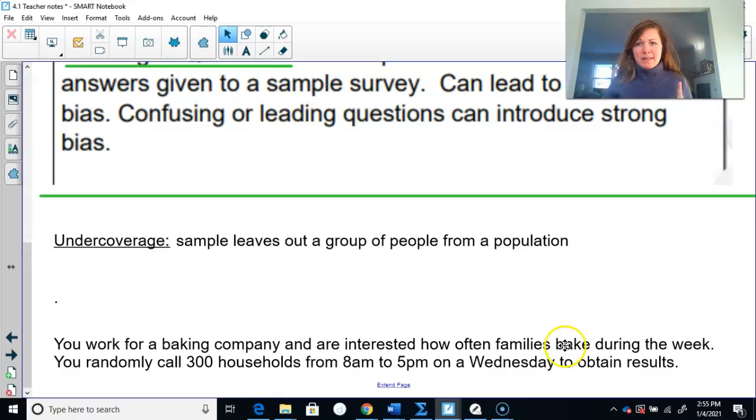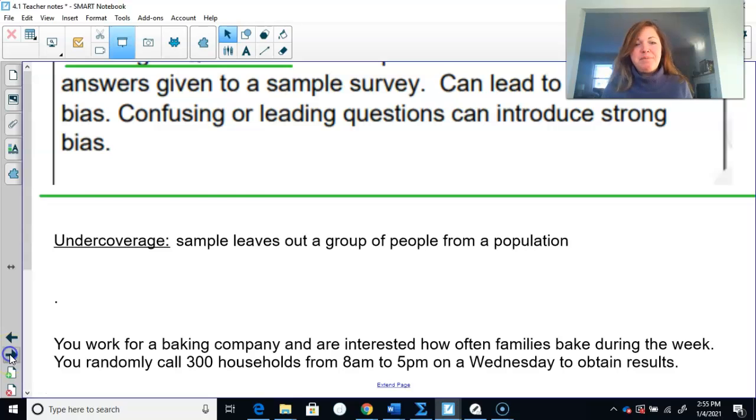How is this bias? Ladies and gentlemen, they are leaving out everyone who goes to work. Now, granted, in COVID times, people are going to be home from 8 to 5, but think pre-COVID, then people left their house to go to work, to go to school, and so forth. This is going to give us biased results due to undercoverage.